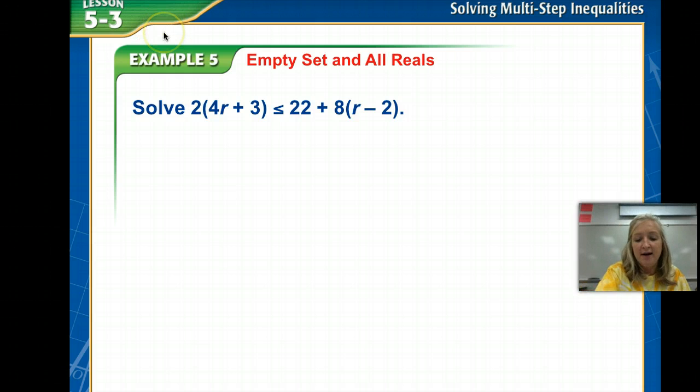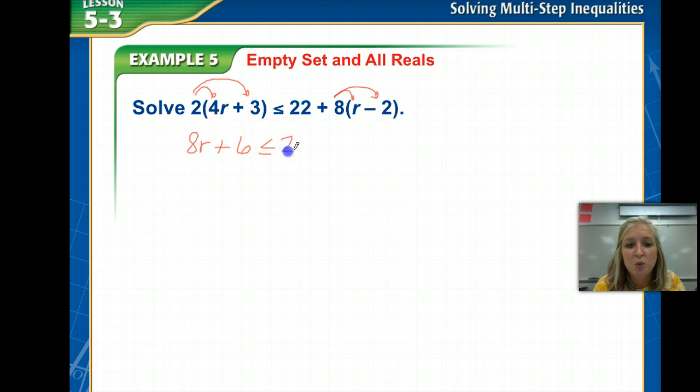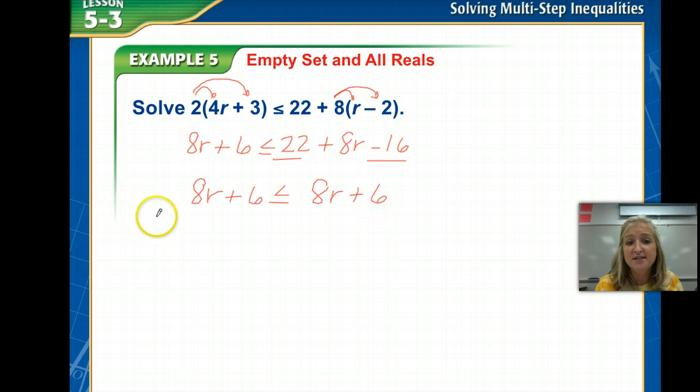All right, let's try another one. Little distributive property here. So I have 8r plus 6 less than or equal to 22 plus 8r minus 16. Again, I want to combine like terms on both sides before I simplify. So I have the variable and the constant is less than or equal to 22 minus 16 is 6, 8r plus 6. If you notice already, we could keep going, but I have 8r plus 6 is less than or equal to 8r plus 6.